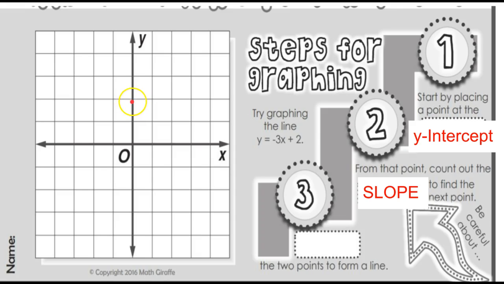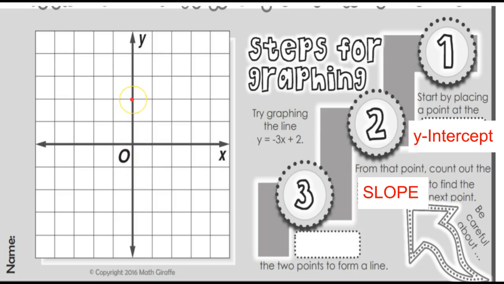So for example, I've started here at 2. Now our slope is negative 3. So that means from 2, the negative means we go down. So we're going to count down 3. 1, 2, 3. Now notice this isn't a fraction, but aren't all whole numbers fractions? We can just put them over 1. So if there's no denominator, it's assumed it's 1.